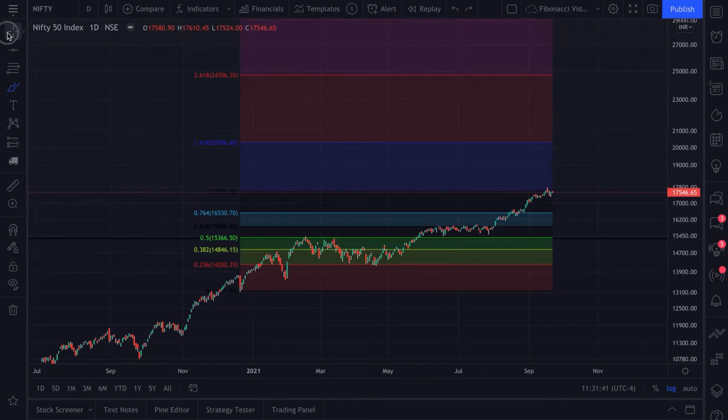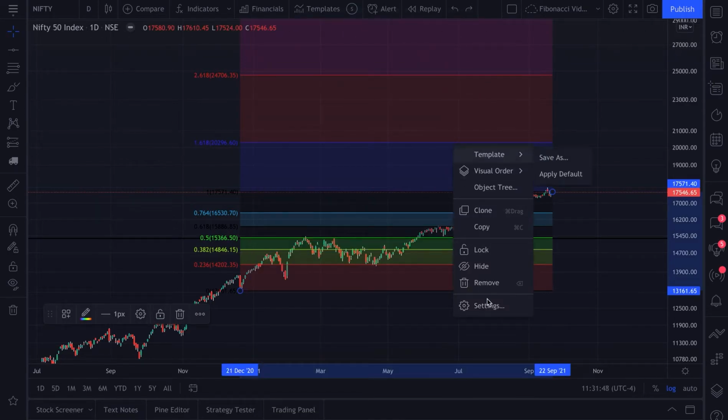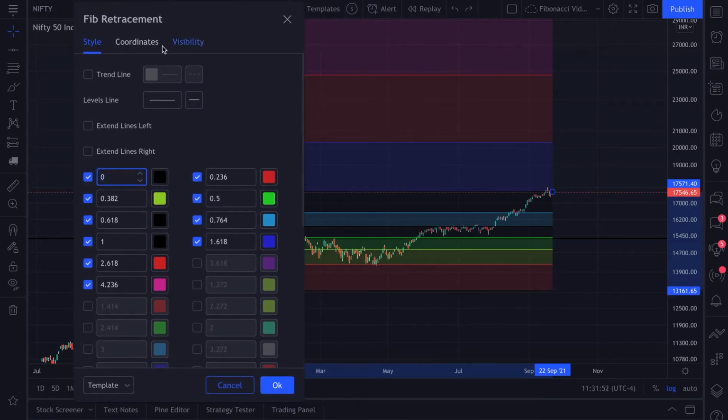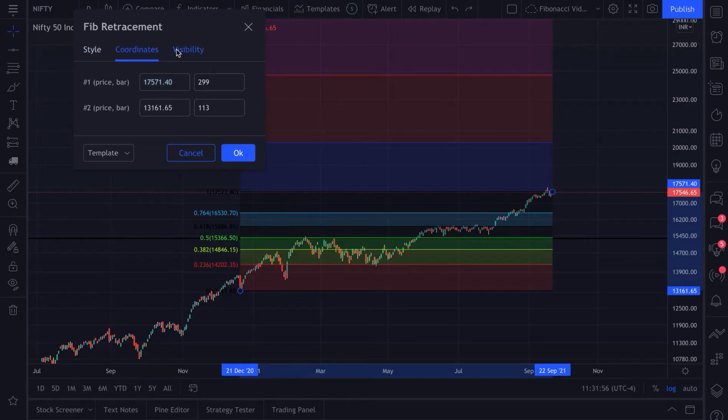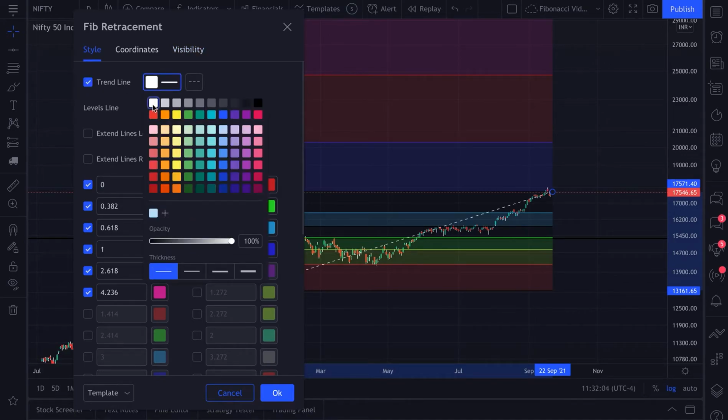And to open up the settings to adjust this tool, you want to always just double click, or of course you can right click and go to settings. And now for your Fibonacci retracement, you have tons of options available to you. Style, coordinates, visibility. Let us go over that really quick. First of all, there is the trend line, which is a very important tool to understand and master.